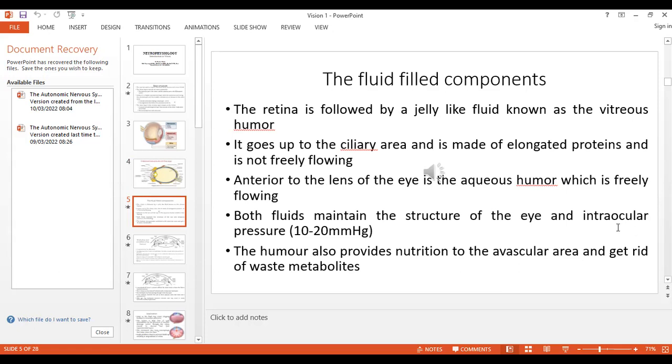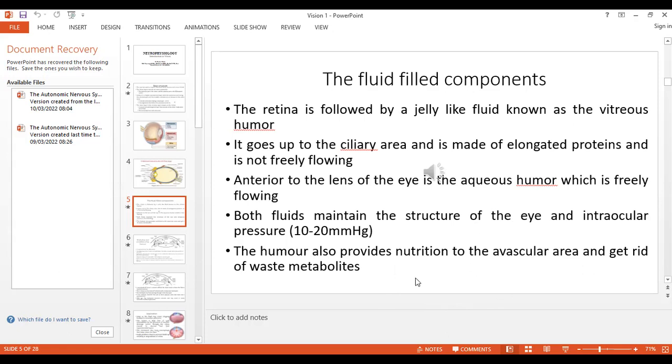Both fluids maintain the structure of the eye and the intraocular pressure, which is about 10 to 20 millimeters of mercury. This range is the right amount of intraocular pressure that is needed, because if this pressure increases, it might lead to other pathological conditions. The aqueous humor also provides nutrition to the avascular area and gets rid of waste metabolites. It supplies nutrients that are cardinal and important to the cells found inside the eye, and also to the avascular area.